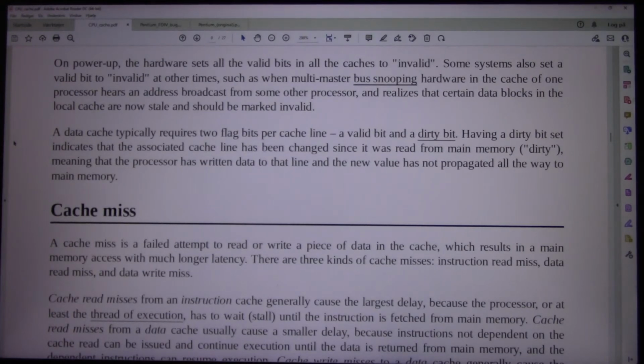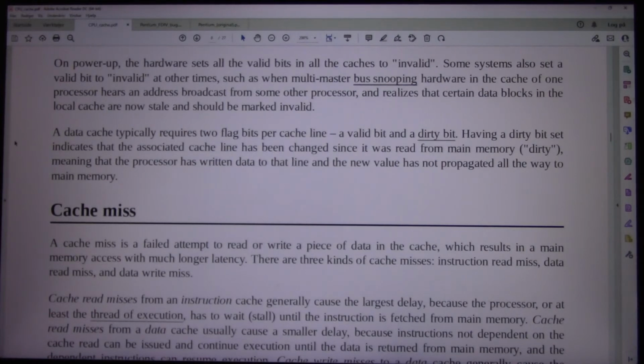A data cache typically requires 2 flag bits per cache line, a valid bit and a dirty bit. Having a dirty bit set indicates that the associated cache line has been changed since it was read from main memory. Dirty, meaning that the processor has written data to that line and the new value has not propagated all the way to main memory.